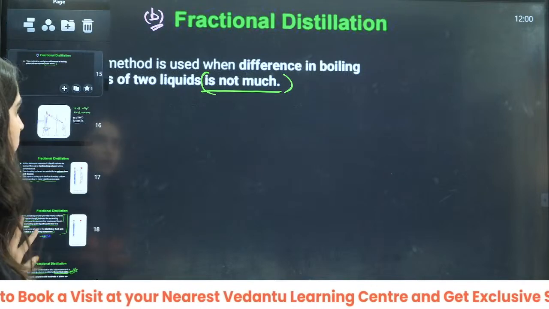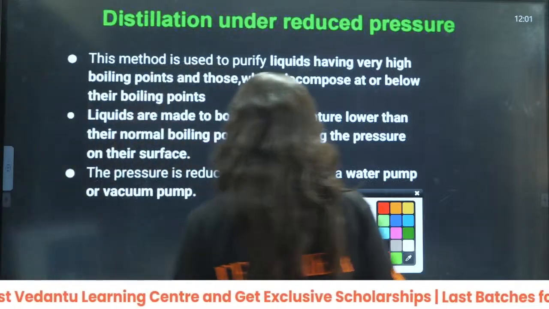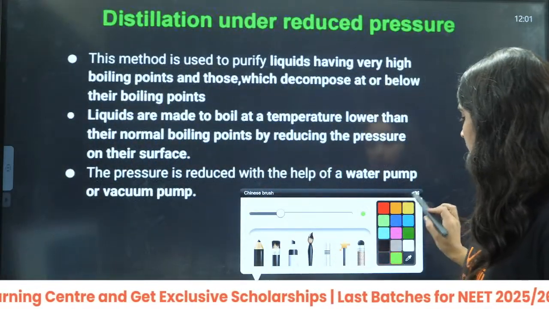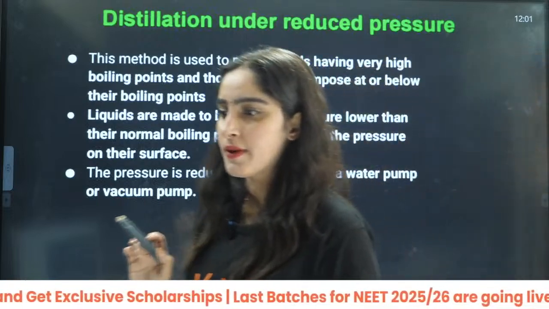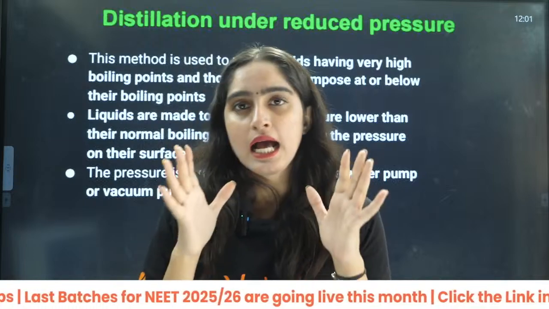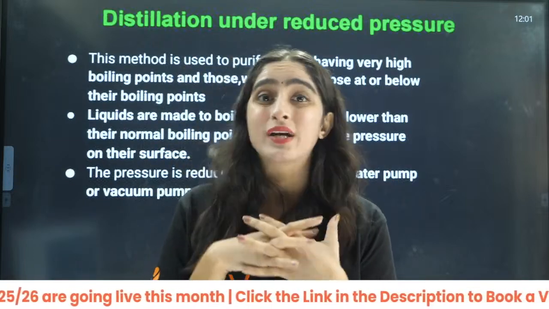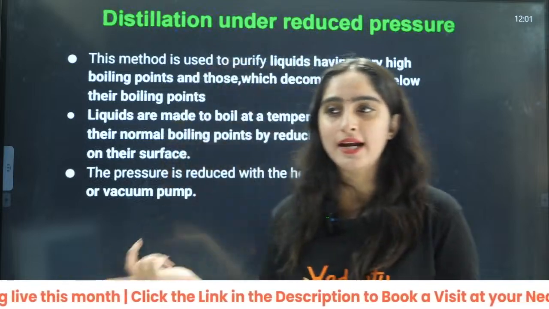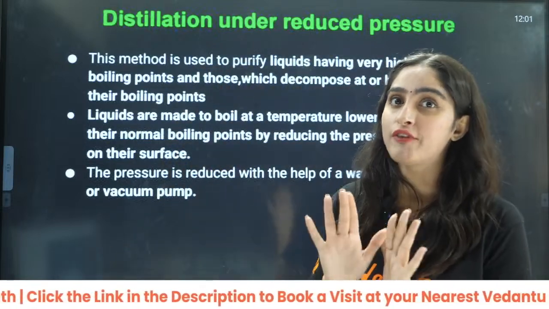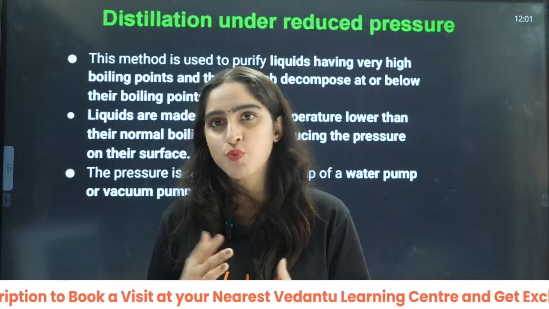Now let us move to the next one, that is distillation under reduced pressure. Before this, tell me one thing: what exactly is boiling point? To understand the next distillation, you have to know the definition of boiling point. Tell me what is boiling point.